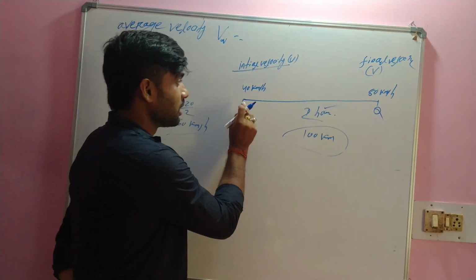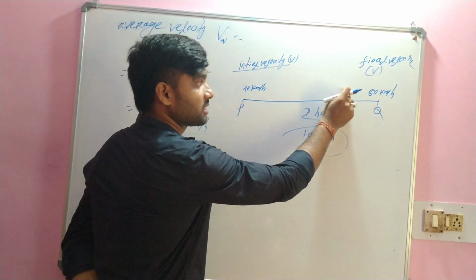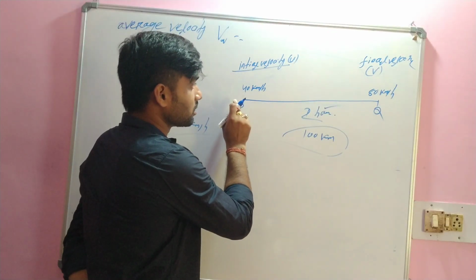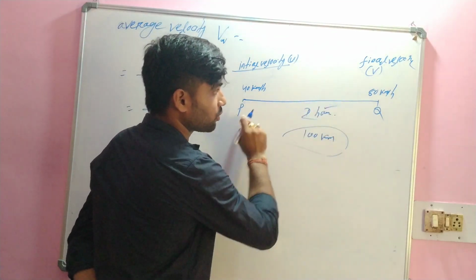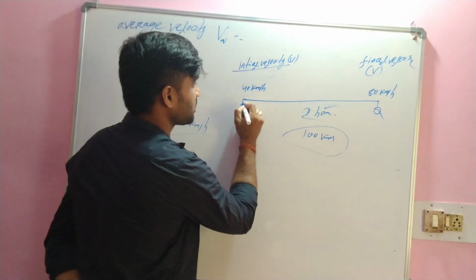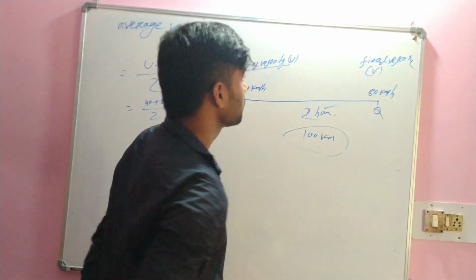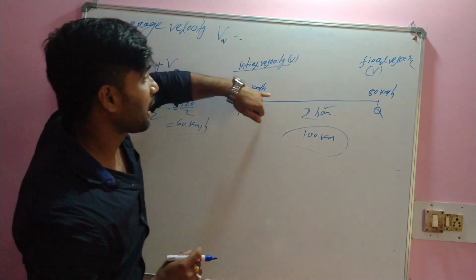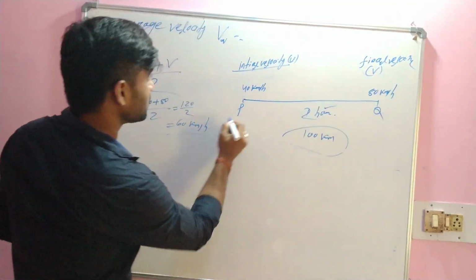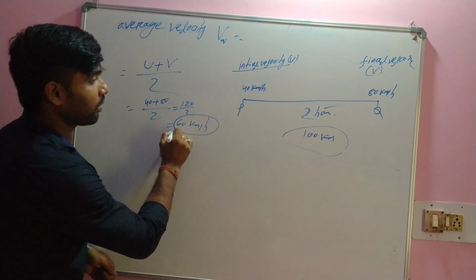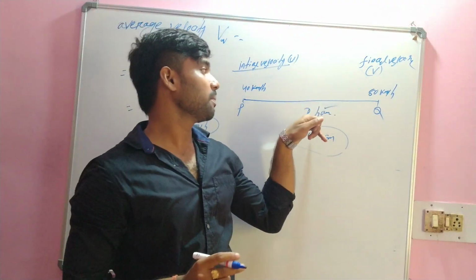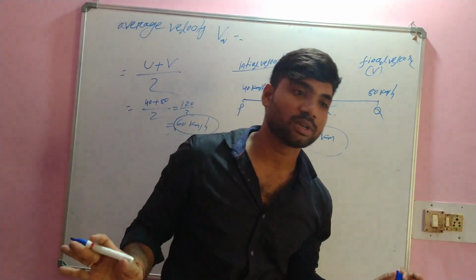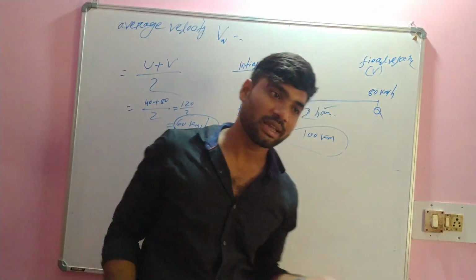That means here speed varies. Still, the car took 2 hours to cover 100 km because the distance between P and Q is 100 km. We find out the average speed. If the car had a constant speed of 60 km per hour, it would also take the same time, 2 hours to cover 100 km.